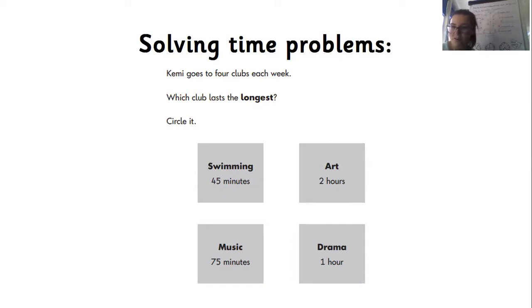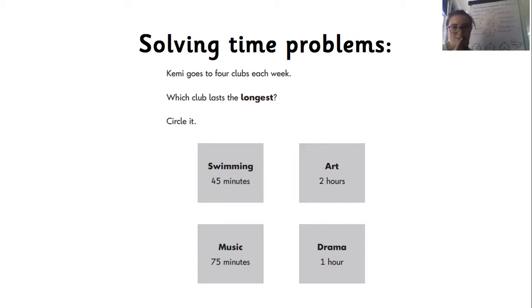Now, if I look at that straight away, I'm going to say, oh, it must be 1. It must be the one that has 1 because 1's our smallest number. But I have to think about my time knowledge here. And actually, 1 hour is quite a long time. It's 60 minutes. So I have to try and remember that. Now, I've got 60 minutes for drama then. I've got music is 75 minutes. Swimming is 45 minutes, and then art is 2 hours, so 2 whole hours have passed.